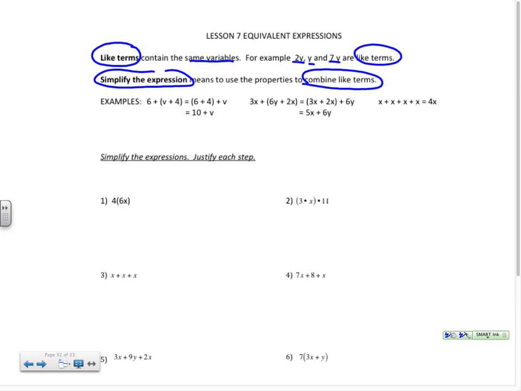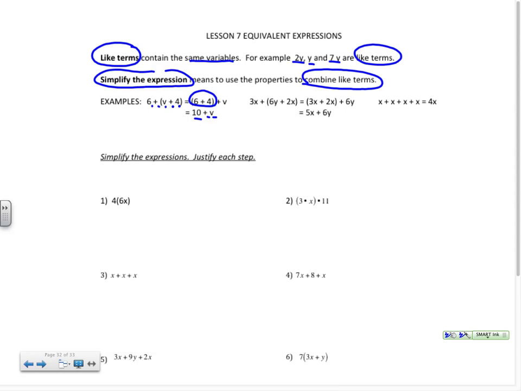So let's look at our examples. We have 6 plus and then v plus 4 in parentheses. Well, we can't put together two things that are different. A v is a variable and a 4 is a number. So we have to combine the like terms. In this case, 6 plus 4 right here are the like terms. So we'll group those together first and then add the v. So we know 6 plus 4 is 10, and then we add v plus v. That's called simplifying the expression. We don't need to use the 6 and the 4. We just put it together and use the 10. That makes it simpler.